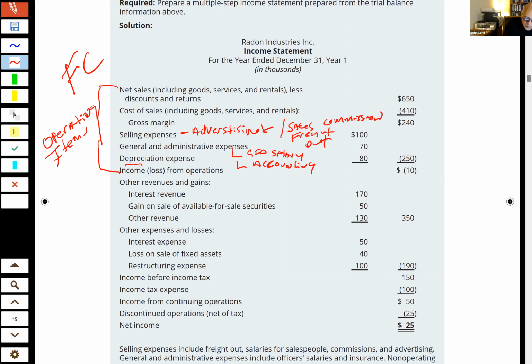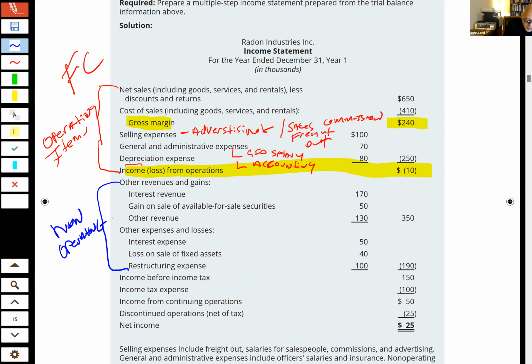Okay, depreciation expense, etc. And so after we have gone ahead and computed our gross margin, we start taking off the selling, the general administrative, the depreciation. Difference is going to give us income, or in this case, I guess, a loss from continuing operations. Okay. Good. Now we come in and we start having other revenues and gains, other expenses, etc. And we have what? Come all the way down here. Okay. And this is going to give us non-operating items.